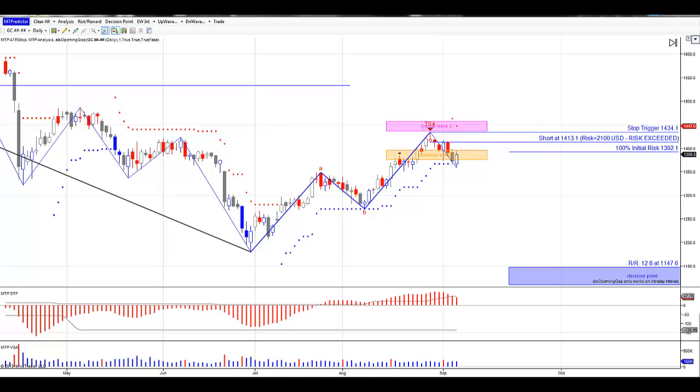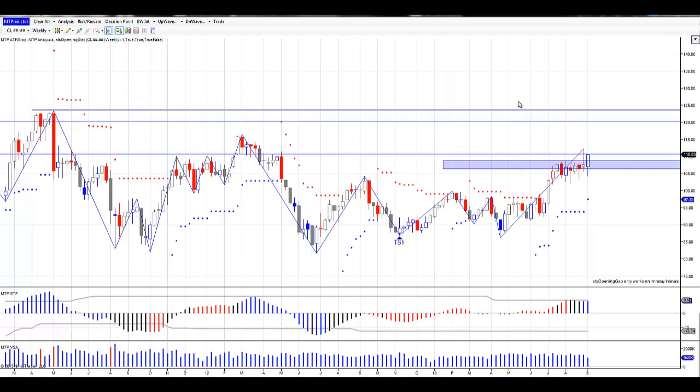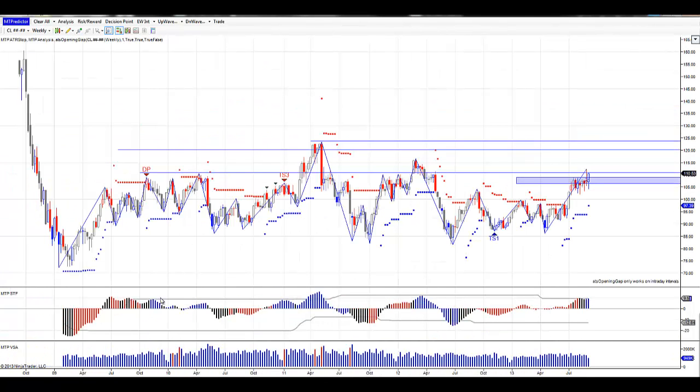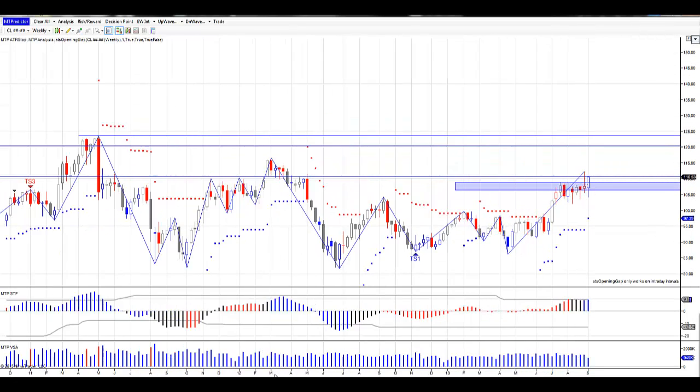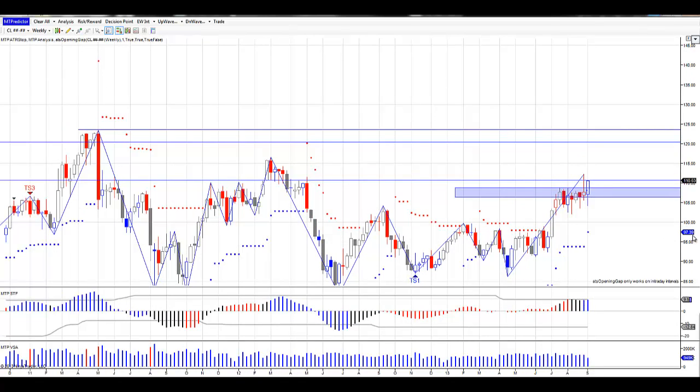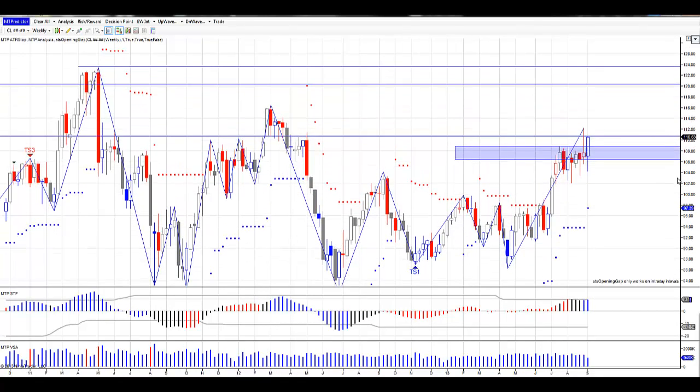All right, let's skip over to oil. Here's the weekly chart of oil, and again, we talked about how this has been in a very long-term consolidation, and we had some movement up here into the $110 level. It's bouncing between 80 and 110, but we did have something more significant that we want to keep an eye on.